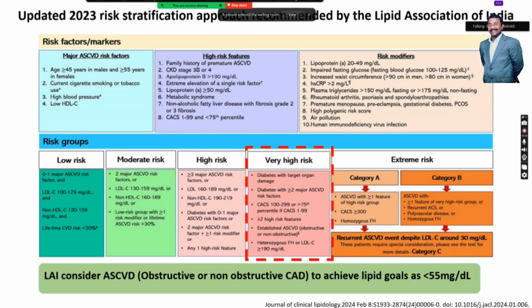CKD stage 3B or 4, that means with GFR less than 45, 30 to 45 is 3B, and 15 to 30 is stage 4. So the high risk starts from a GFR of 45, but unfortunately, even at 30, most people are asymptomatic. So that is the reason.